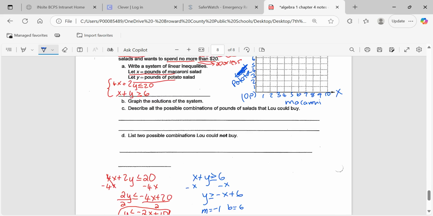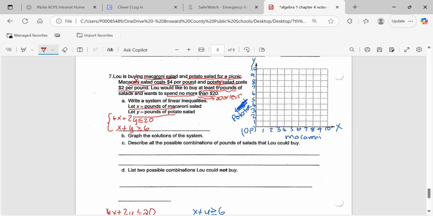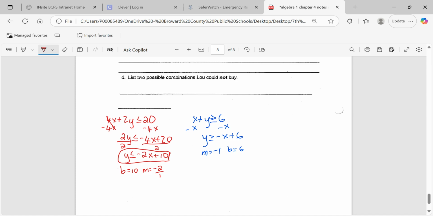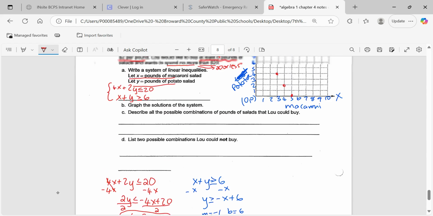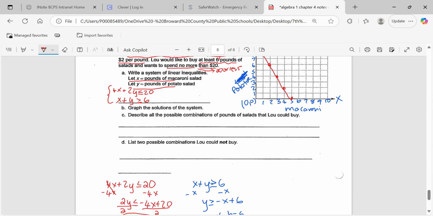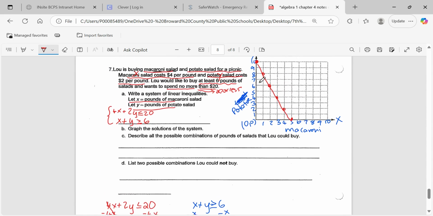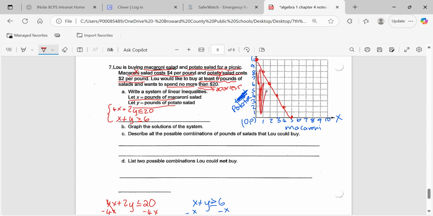All right, let's graph this thing. So the first one in red says my y-intercept is going to be at 10, and then my slope is negative 2. So down 2, right 1, down 2, right 1, and so on. It is a less than or equal to sign, so I'm going to have a solid line. And then here it tells me that y is less than. So I'm going to shade below.